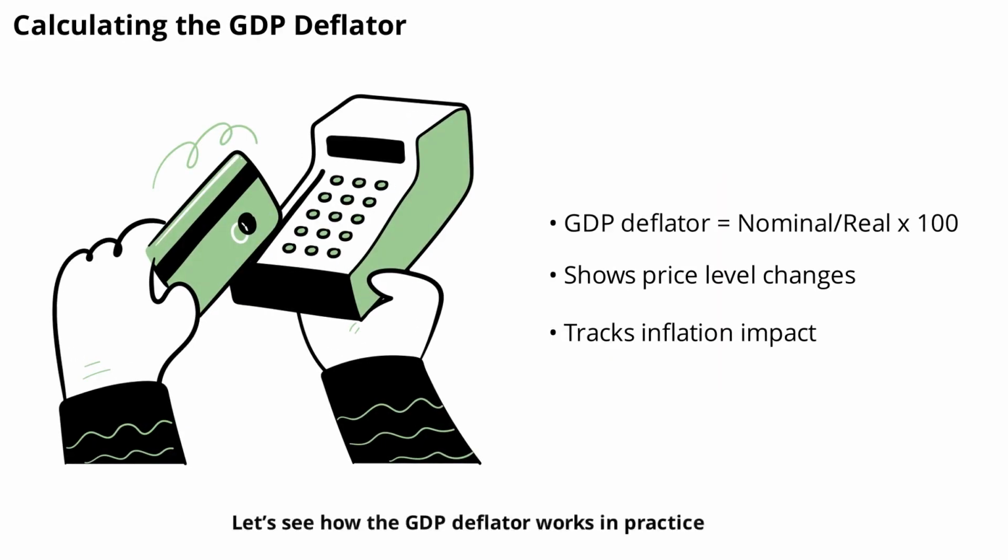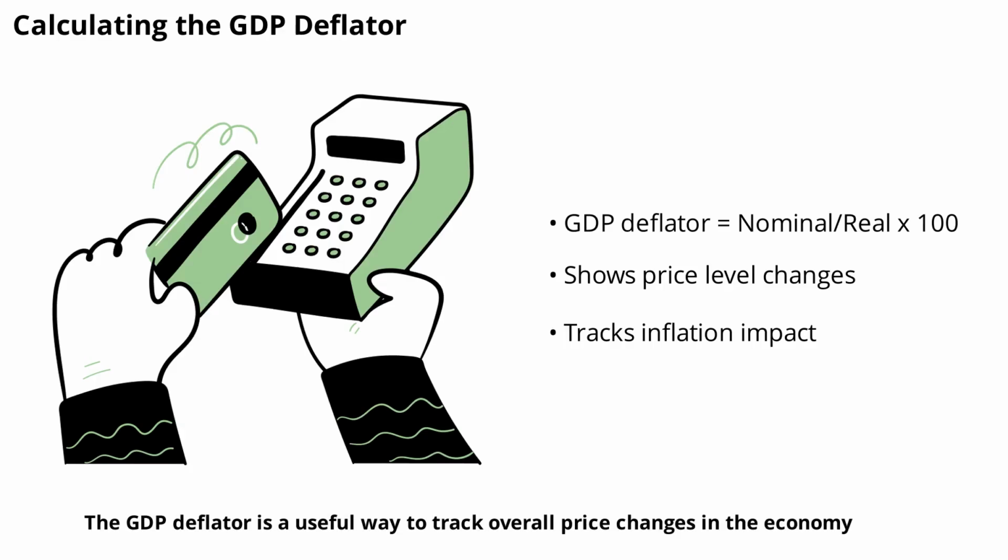See how the GDP deflator works in practice. Suppose nominal GDP is $110 billion and real GDP is $100 billion. The GDP deflator would be 110 / 100 × 100 equals 110. This means that prices have increased by 10% since the base year. The GDP deflator is a useful way to track overall price changes in the economy.